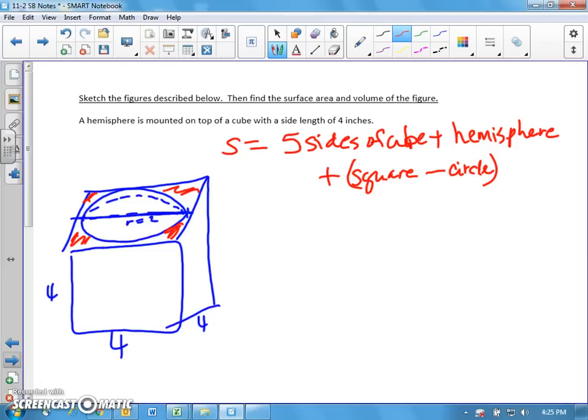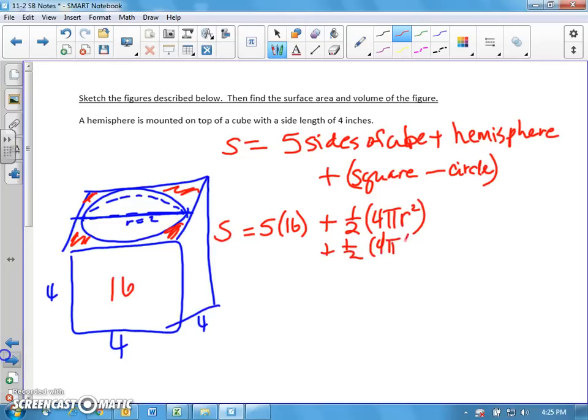All right, so let's think about the cube. Each side is 4 by 4, making that 16. So what I have is 5 sides of 16. The hemisphere is going to be half the surface area of the sphere. So this is half of 4 pi r squared. So this is half of 4 pi times 2 squared.